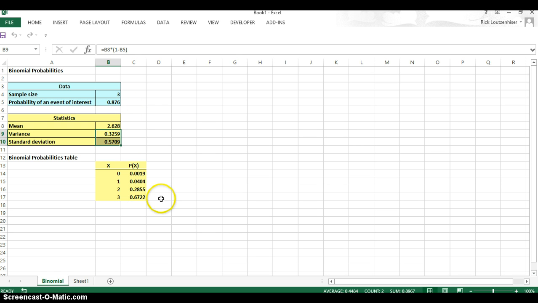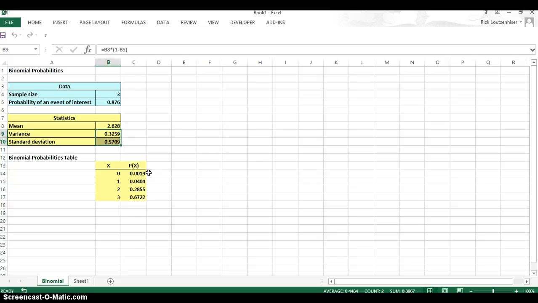I got this table. The first question they ask is, what's the chance that all 3 will get their order correctly of the sample? And the answer is 0.6722. Second question, what's the chance that no one of the 3 will get their order correct? And the answer is very small, 0.0019. That would be 0.19% of the people would not get their order correct when you interviewed them.